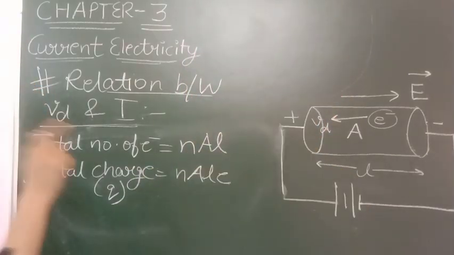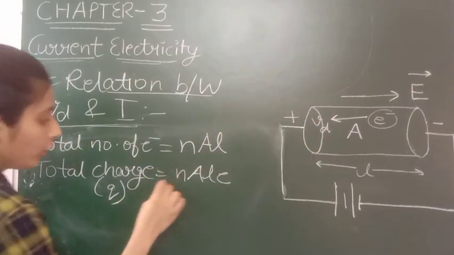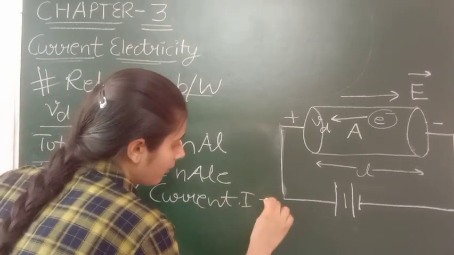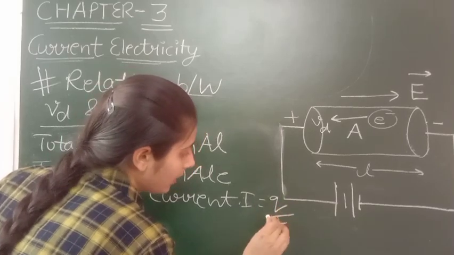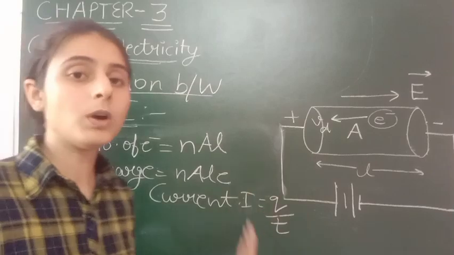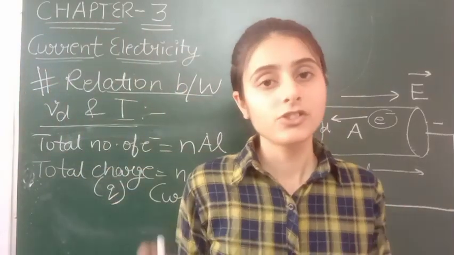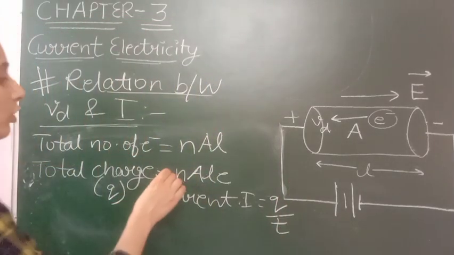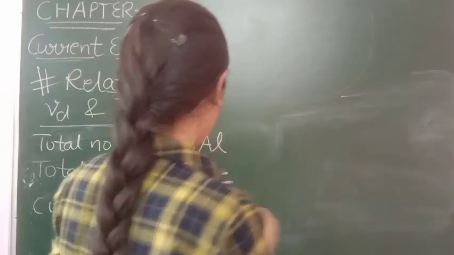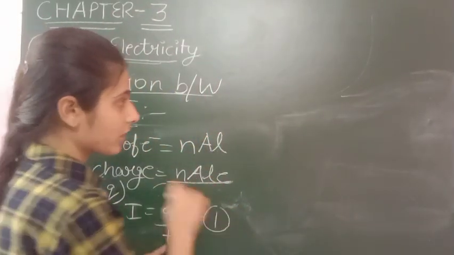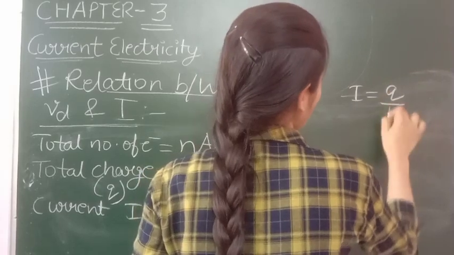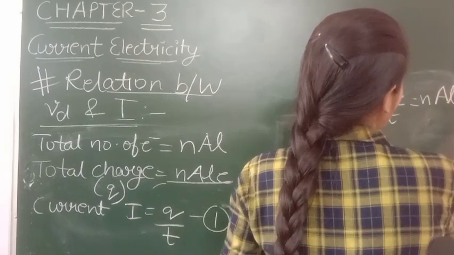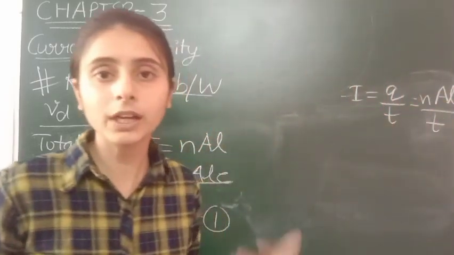Now we need to find the relationship between current and drift velocity. And we know the formula of current: I will be equal to charge per unit time. So Q upon t, that is the rate of flow of charge, is called current. So I will put the value of charge in this equation. When we put the value of Q, we get I will be equal to NALe upon t. Okay, this is what we have.